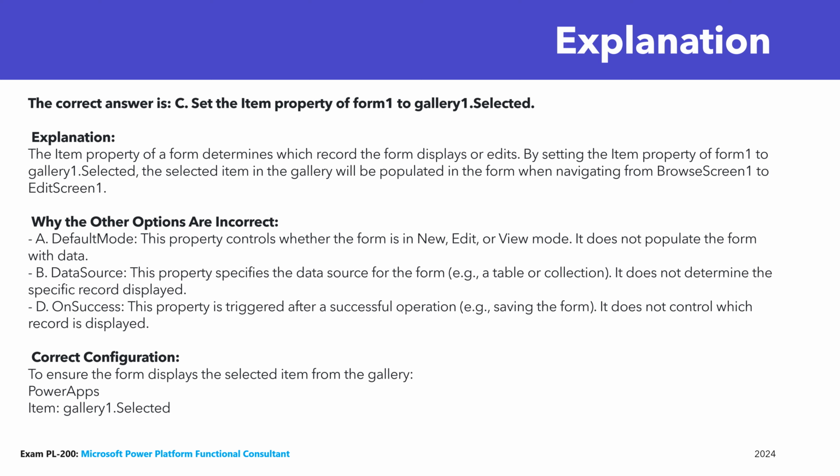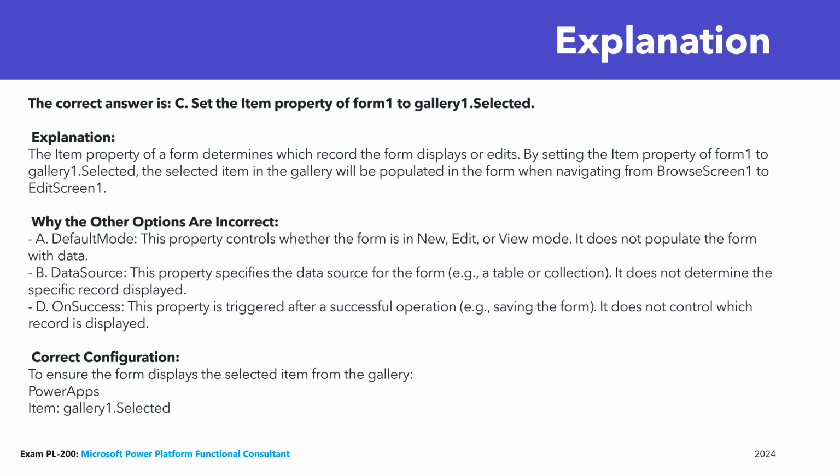The correct answer is C. Set the item property of Form 1 to Gallery1.Selected. Explanation. The item property of a form determines which record the form displays or edits. By setting the item property of Form 1 to Gallery1.Selected, the selected item in the gallery will be populated in the form when navigating from Browse Screen 1 to Edit Screen 1.